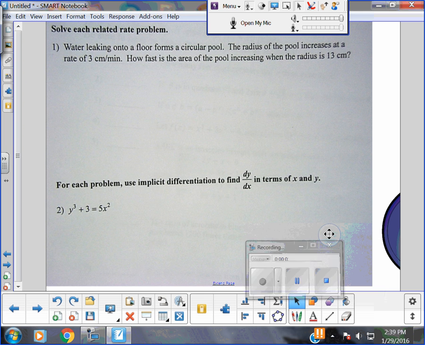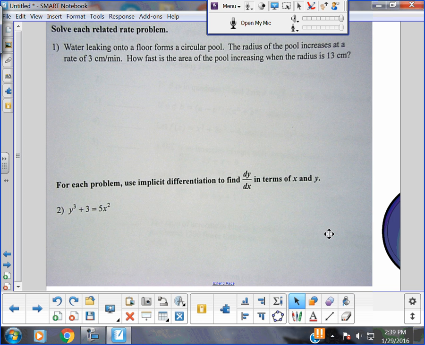All right, so a review kind of quiz today. We had two problems. First one is water's leaking on the floor, forms a circular pool. The radius of the pool increases at 3 centimeters per minute. How fast is the area of the pool increasing when the radius is 13? How fast? That means it's a related rate. Okay? So let's draw the situation.